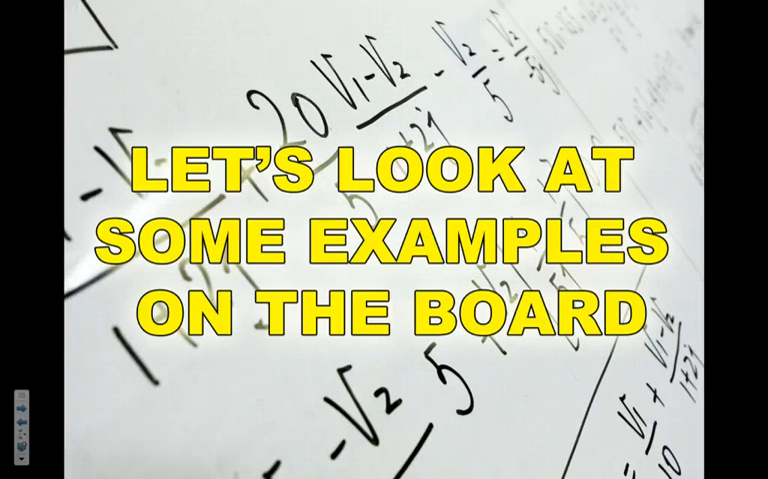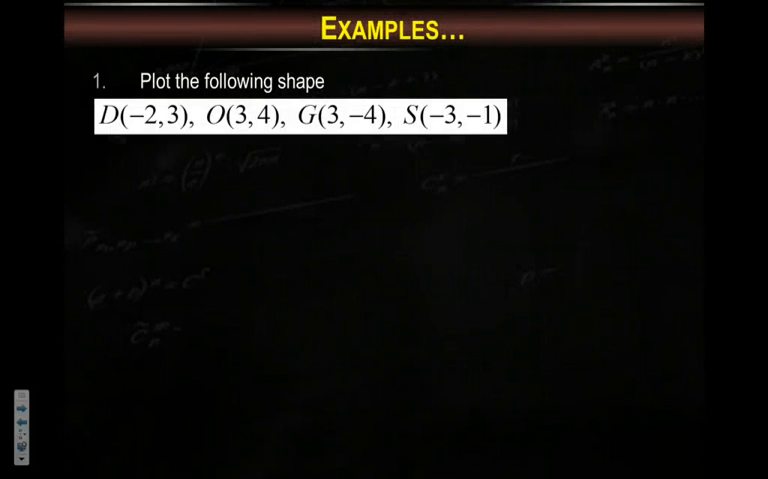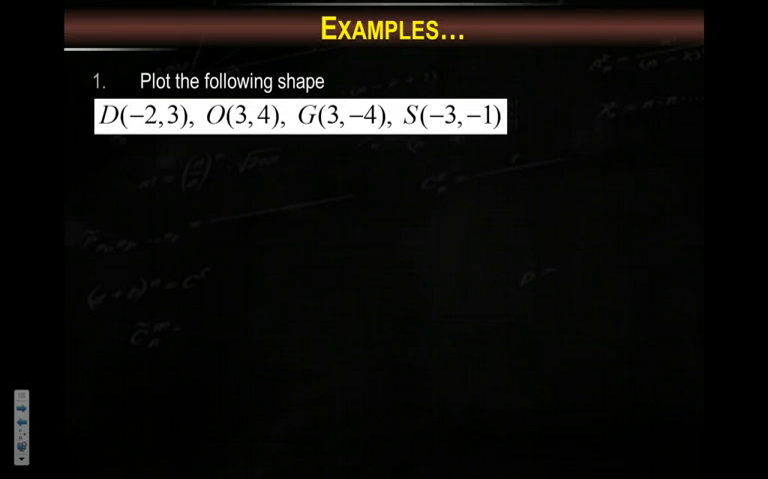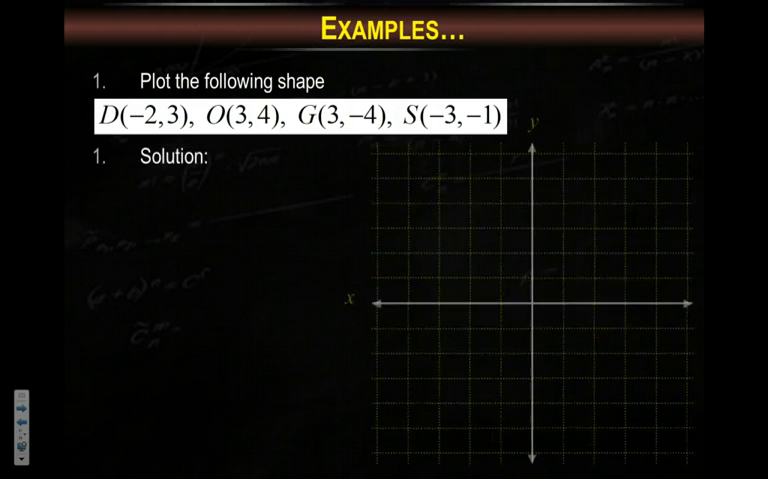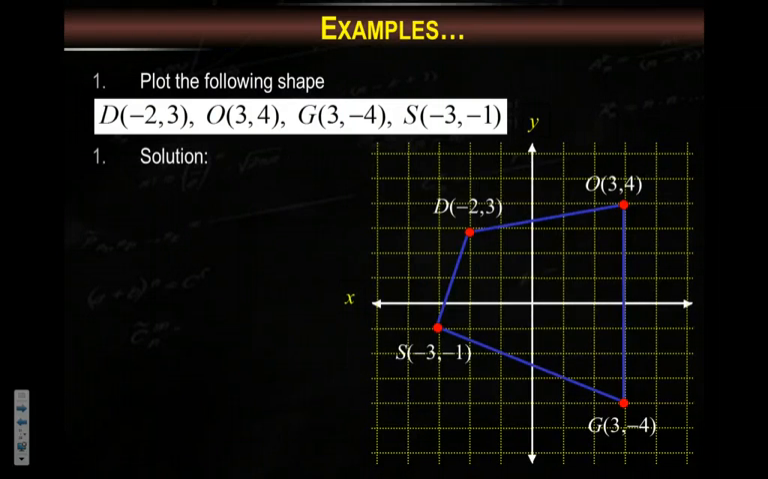Okay, last few examples today. You will get a question like this today. Plot this shape. So all you got to do is write the letters, D-O-G-S, at those five spots. And it shouldn't be that hard for you. This is the shape you would draw, okay? You plot the points, and then connect the dots.